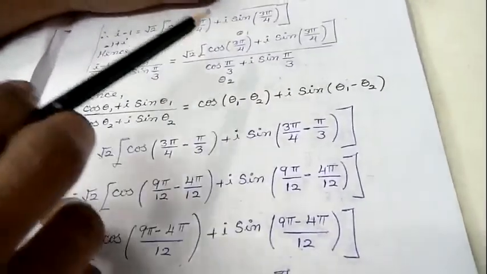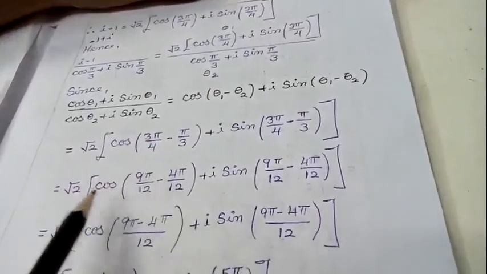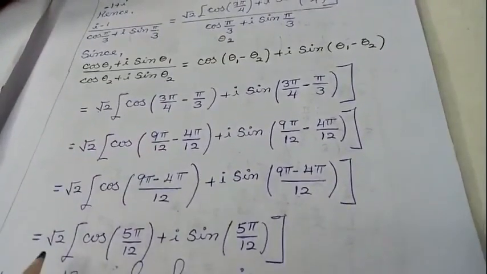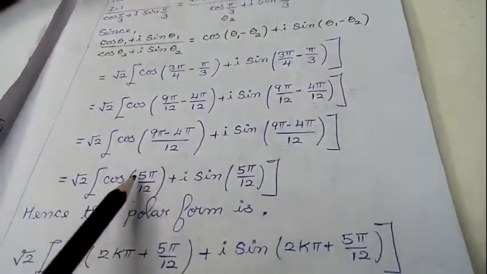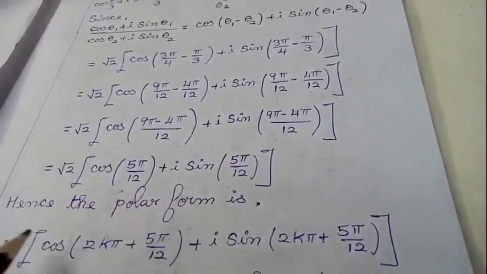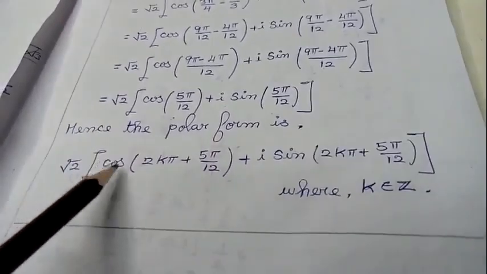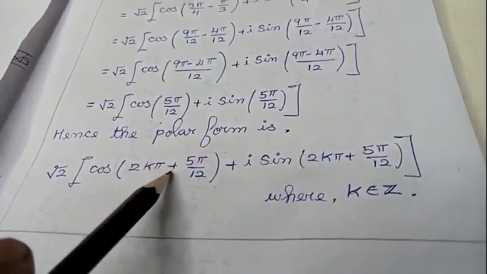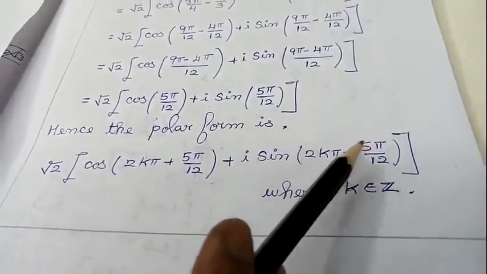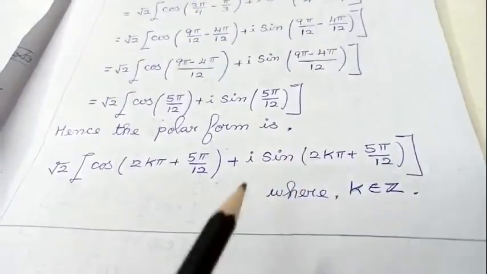Just see here, I am going to subtract the angle using this property. Calculate, I am just simplifying the terms. It's just normal simplification. You are going to simplify the value, and finally you will be getting a value like this, that is root 2 cos 5 pi by 12 plus i sin 5 pi by 12. Hence, to convert this in polar form, now only I am going to add 2k pi, that is root 2 cos (2k pi plus 5 pi by 12) plus i sin (2k pi plus 5 pi by 12), where k belongs to Z, is the required polar form for the given question.